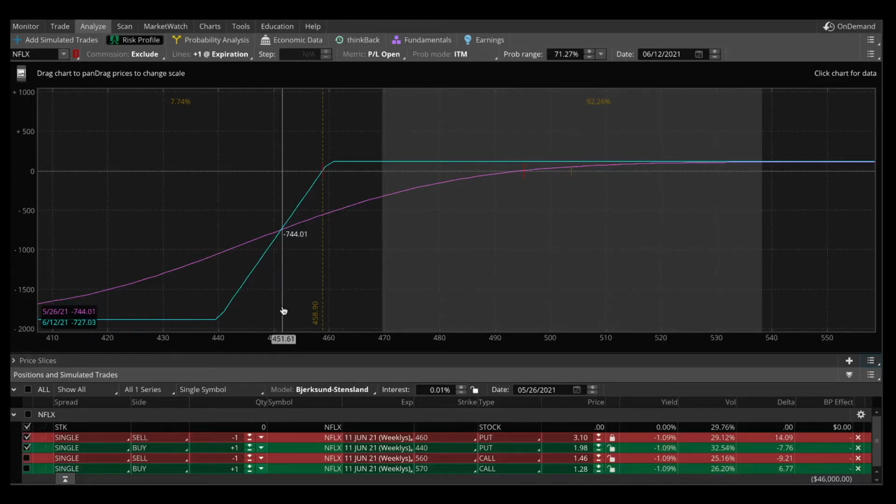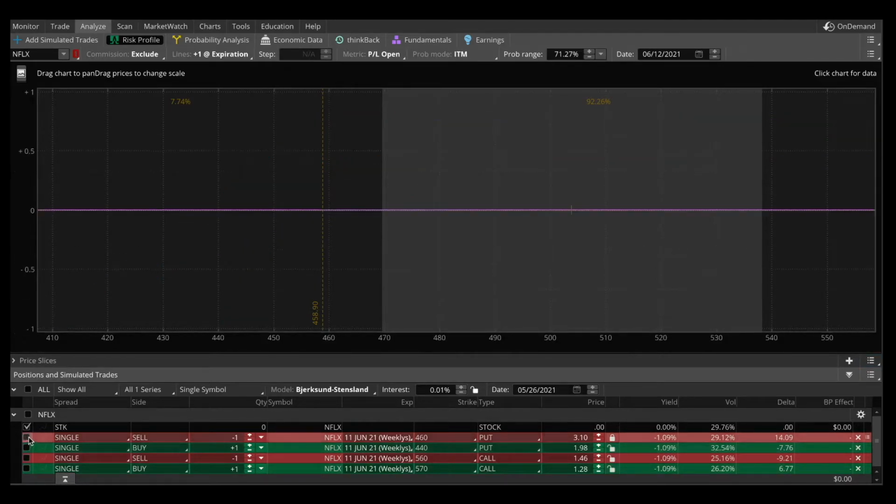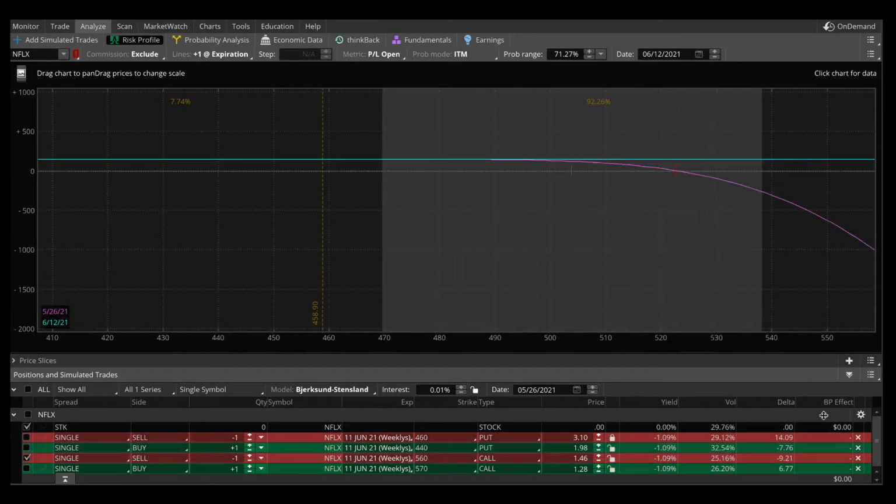So that's the put side. And let's say we were looking at the call side. Can you predict how this will work? We saw the call side.